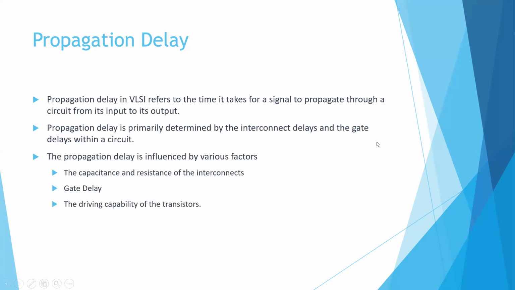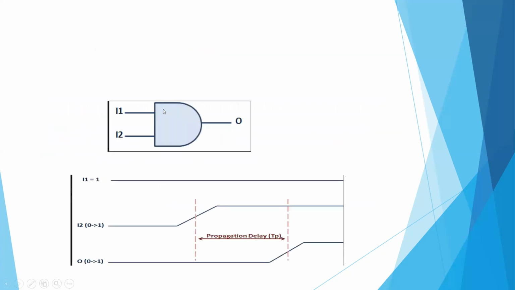Here we can see a simple example, which is of an AND gate. It has two inputs, I1 and I2, and it has an output O. So the moment you apply the inputs, you do not get the output. There is a delay, and after that delay, the output is obtained. This is called propagation delay.